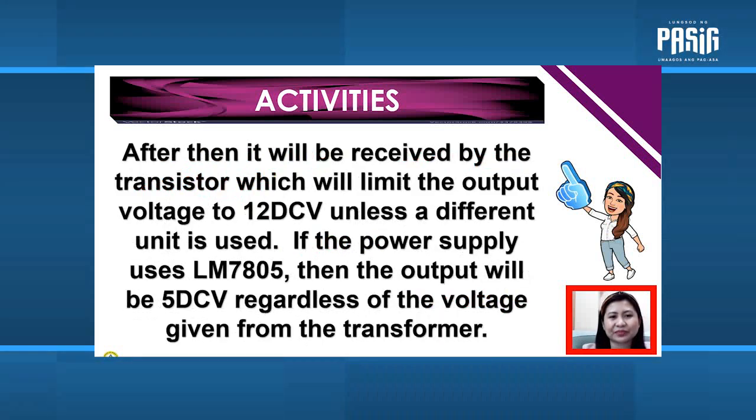Let's continue. After then, it will be received by the transistor, which will limit the output voltage to 12 direct current voltage unless a different unit is used. If the power supply uses LM7805, then the output will be 5 direct current voltage regardless of the voltage given from the transformer. Now let's see if you have identified the next component.